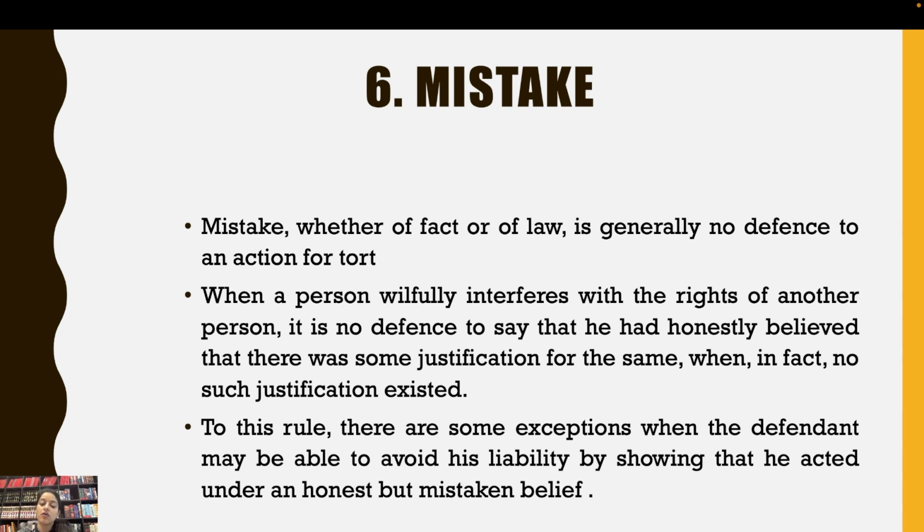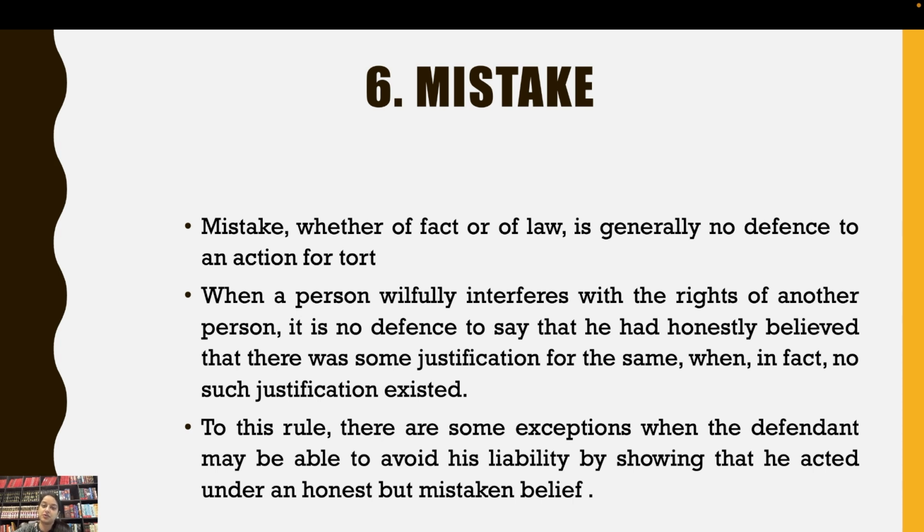When a person unlawfully interferes with the right of another person, it is no defense to say that he had an honest belief that there was some justification for the same, when in fact no such justification exists. That means you cannot claim the defense of mistake. To this rule, there are some exceptions where the defendant may be allowed to avoid his liability by showing that he acted under an honest but mistaken belief.